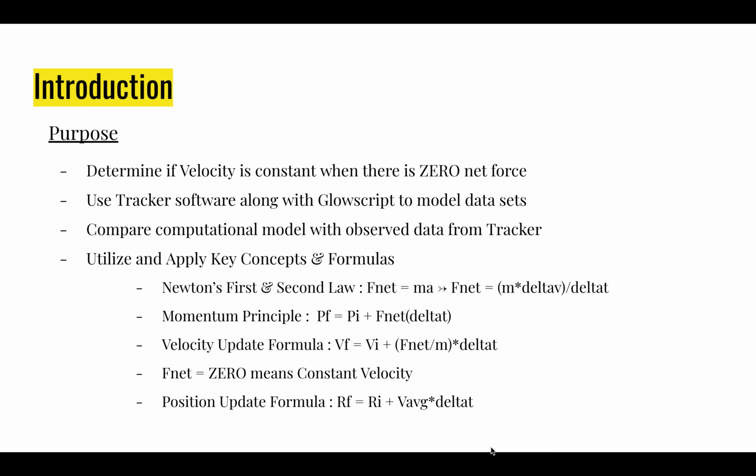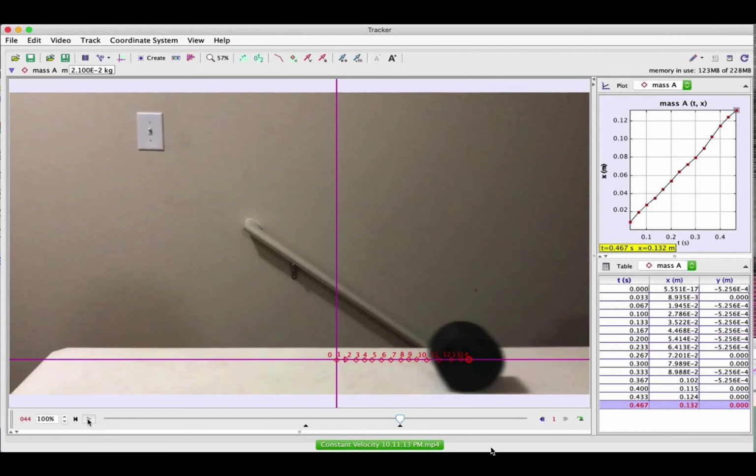Constant velocity is defined as an object moving at the same speed without changing direction, meaning the net force would have to be zero. When I later compare my observed experiment results to the predicted computational model, I will be able to determine if the moving object was in fact at a constant velocity in the designated time. Furthermore, I needed to become more familiar with software that gathered the experimental and computational models through Tracker and GlowScript.